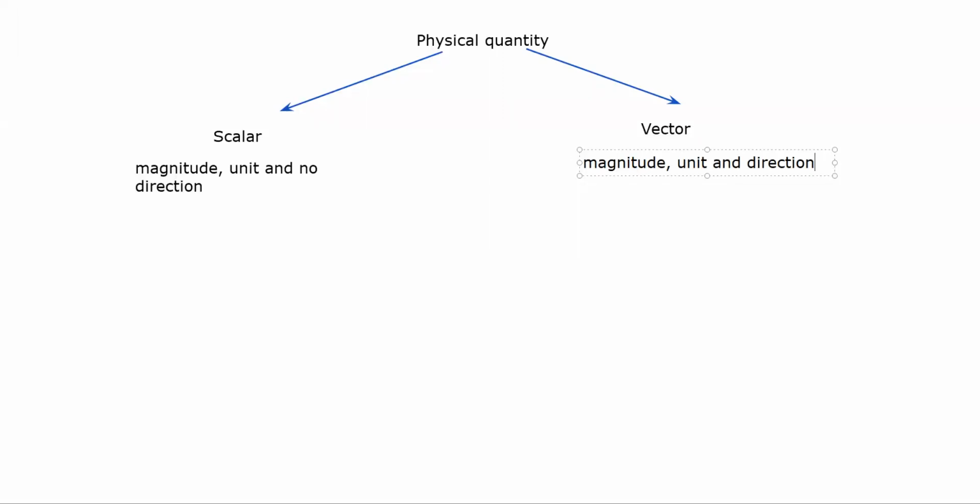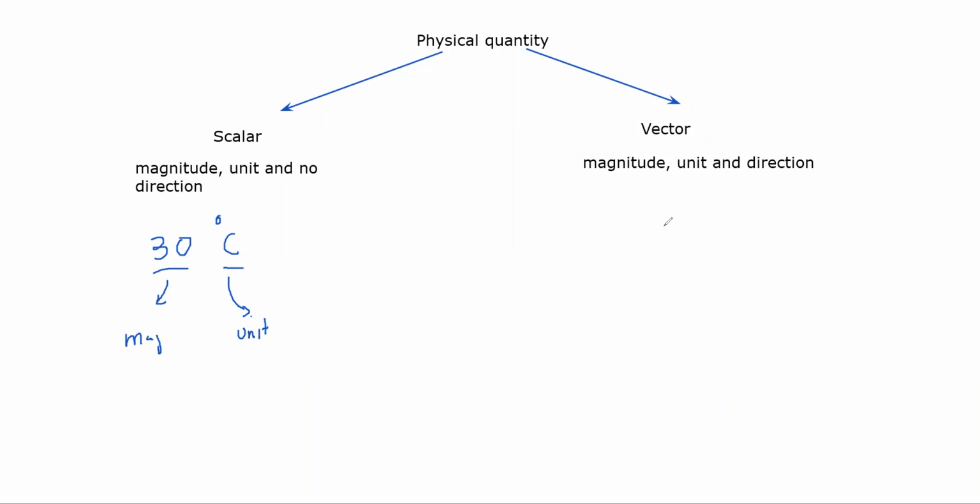What is the meaning of magnitude? Magnitude means number, value. Like if I say today's temperature is 30 degrees centigrade, this 30 represents the magnitude. The degree centigrade or Celsius represents the unit. But there is no direction involved. So we call this quantity a scalar quantity, which is not represented by direction.